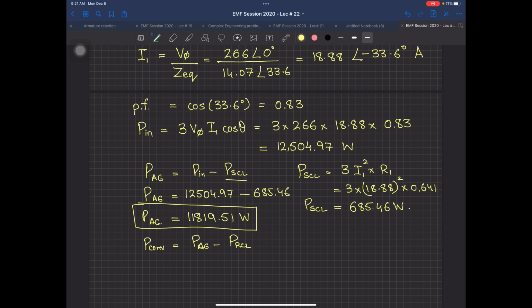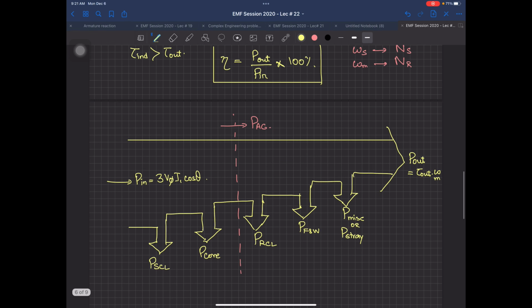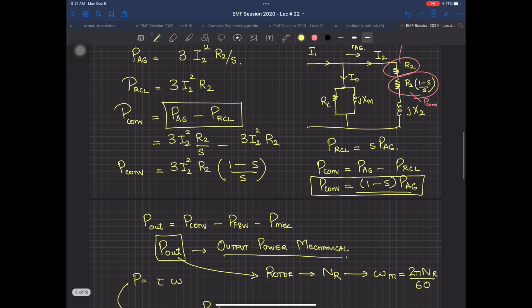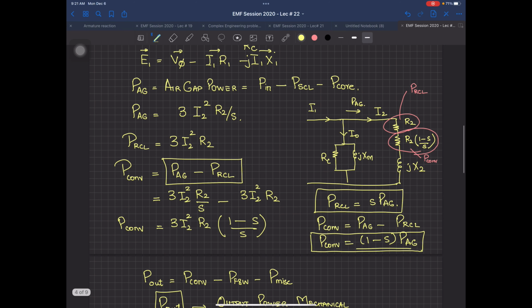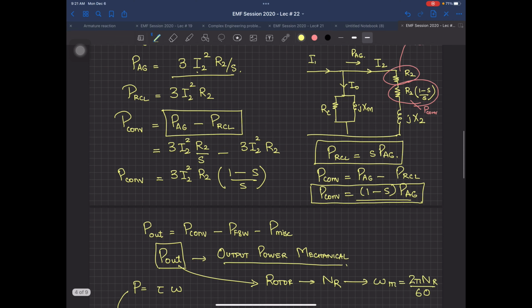Now, I told you, if you go back to the proof which we did over here, your rotor copper losses were equal to S times PAG. So this means you can just multiply your S by air gap power, you can find out. Otherwise, the difficult way is that you have to find out I2 first. Now finding I2 is a difficult process because you have to apply the current division rule.